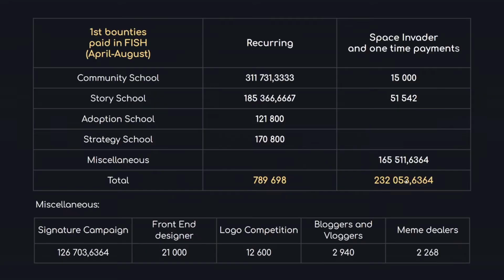Here you have the same expenses, but in a slightly different form. You can see what was spent on each of the schools. In total, it was over 1 million of fish distributed for these 5 months.